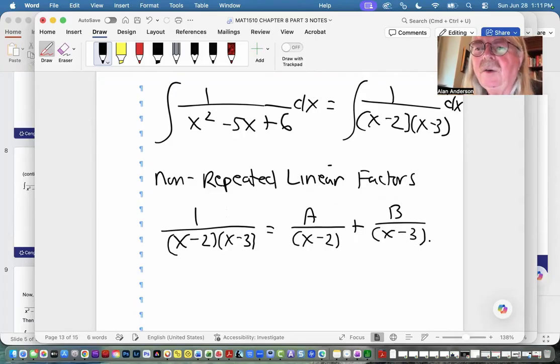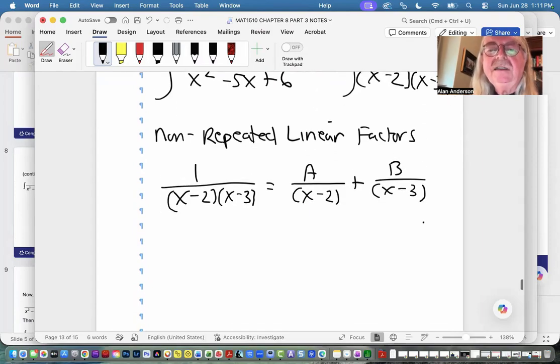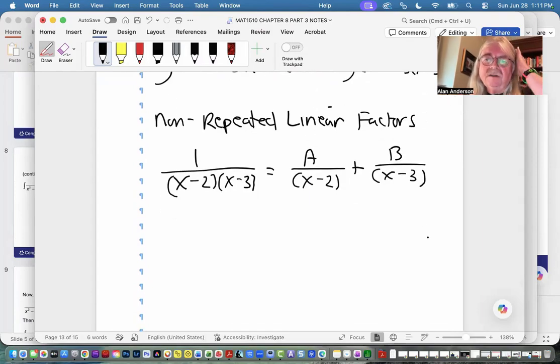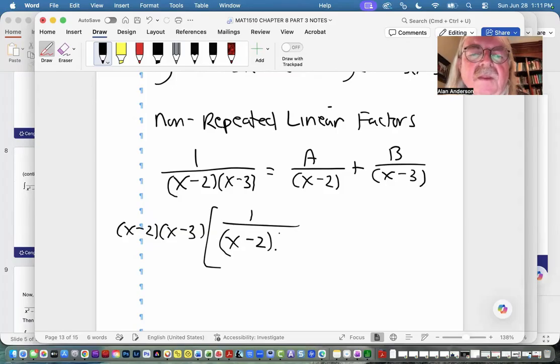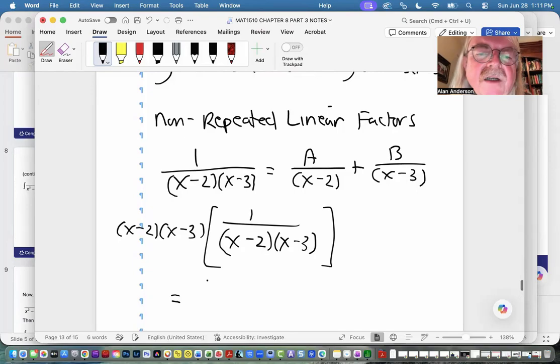Now you're like, well, what's going on here? And now we're going to solve for A and B. All right. So we break it up into two parts, and then we find the values of A and B that make this work. So what should we do first? Let's multiply both sides by this denominator. And then we'll do the same thing on the right-hand side, of course.